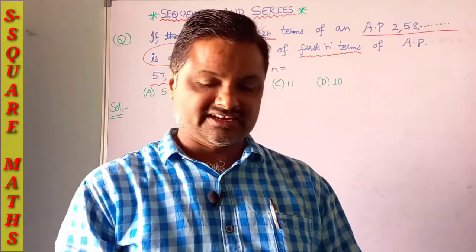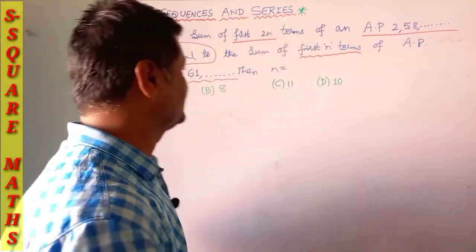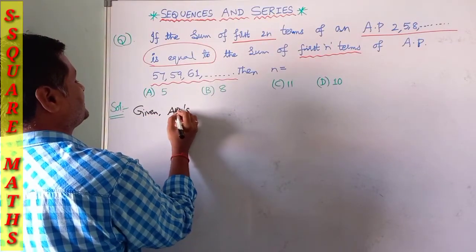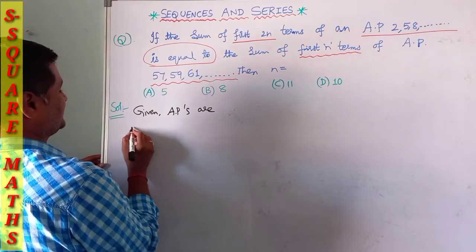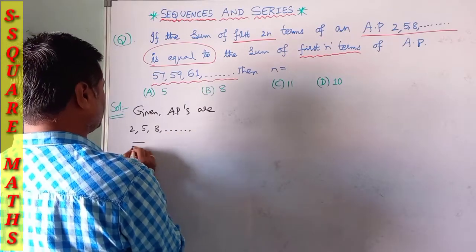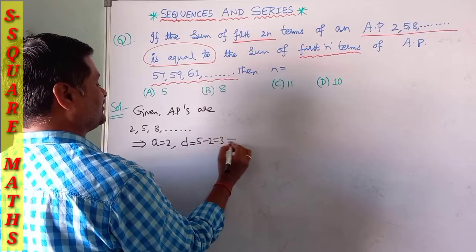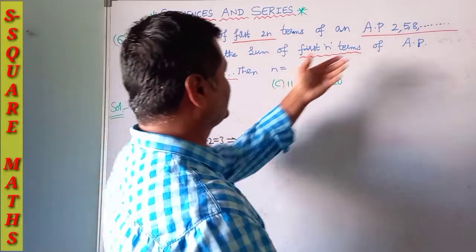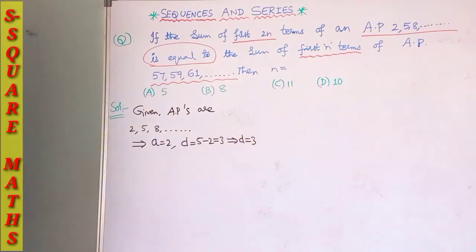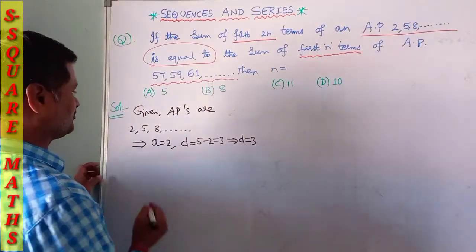So let us go through the solution with the two given arithmetic progressions. The first one is 2, 5, 8 and so on. So for this, a is equal to 2, the first term, and d is equal to 5 minus 2, which is 3. So d is equal to 3. For the first arithmetic progression 2, 5, 8 and so on, the first term is 2 and the common difference is 3. In the same way, similarly, we are going to consider the second arithmetic progression also.